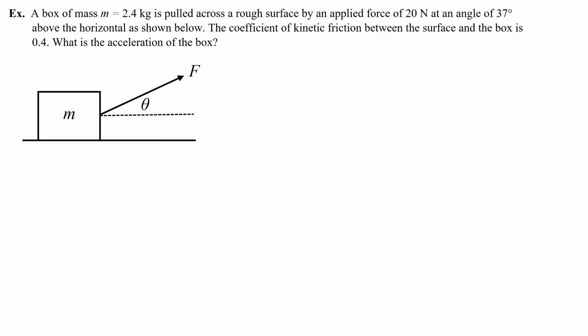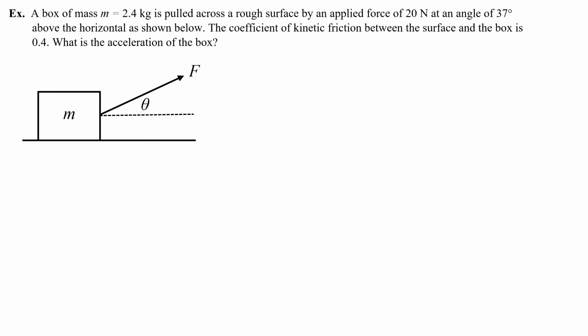A box of mass m equals 2.4 kilograms is pulled across a rough surface by an applied force of 20 newtons at an angle of 37 degrees above the horizontal as shown below. The coefficient of kinetic friction between the surface and the box is 0.4. What is the acceleration of the box?